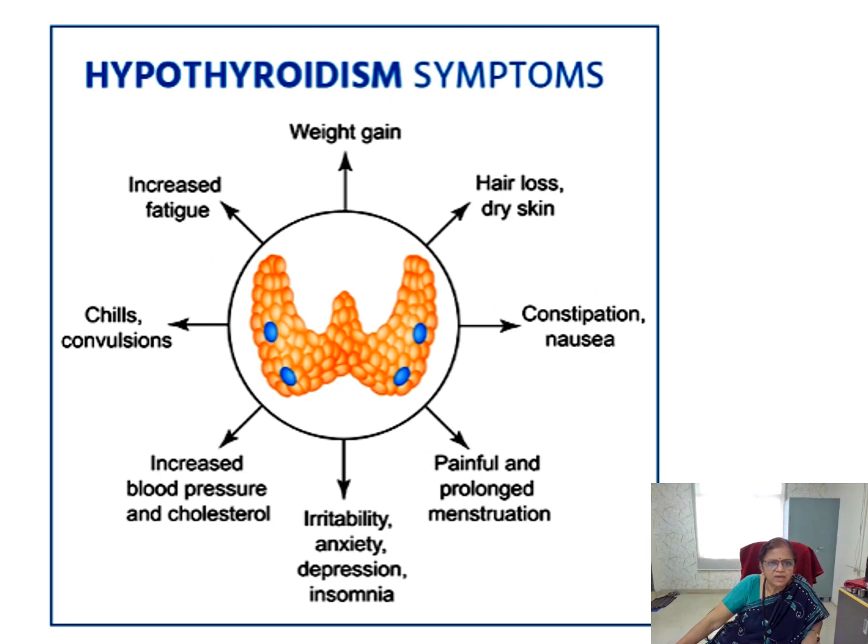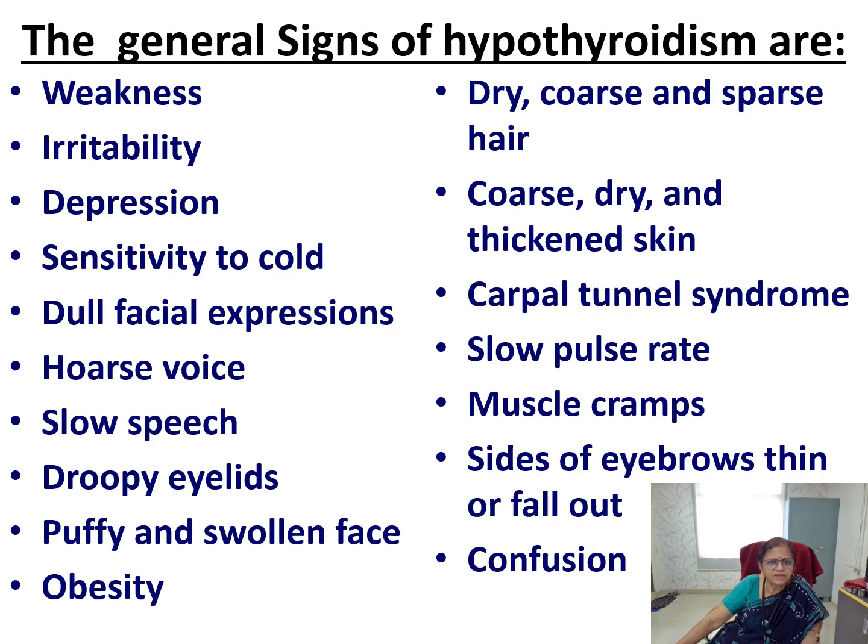So what are hypothyroidism symptoms generally? Weight gain, hair loss, constipation, painful, prolonged menstruation if it is in women, irritability, anxiety, depression, sleeplessness, increased blood pressure and cholesterol, chills, convulsions, increased fatigue. So these are some of the common symptoms we see. This is a list showing many other varieties of signs and symptoms in different people. Not all the signs will be there in every patient.